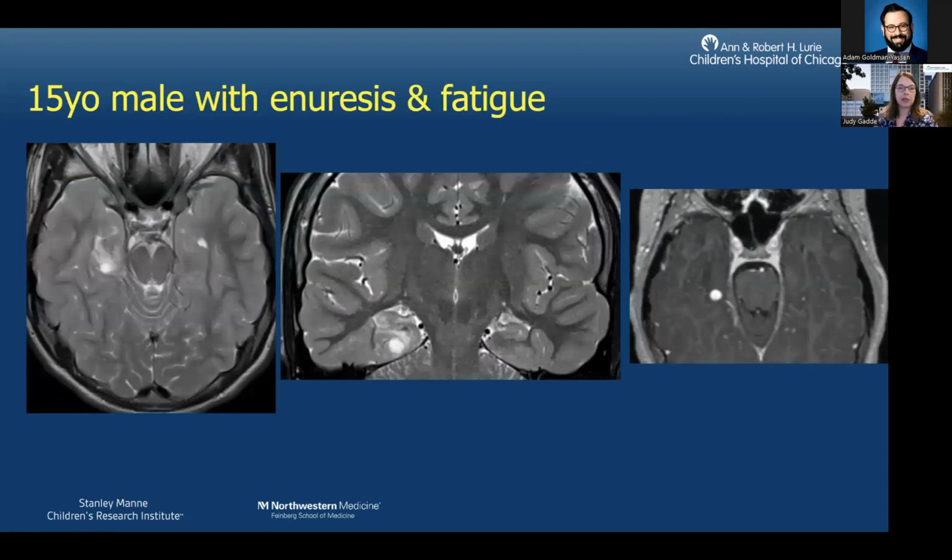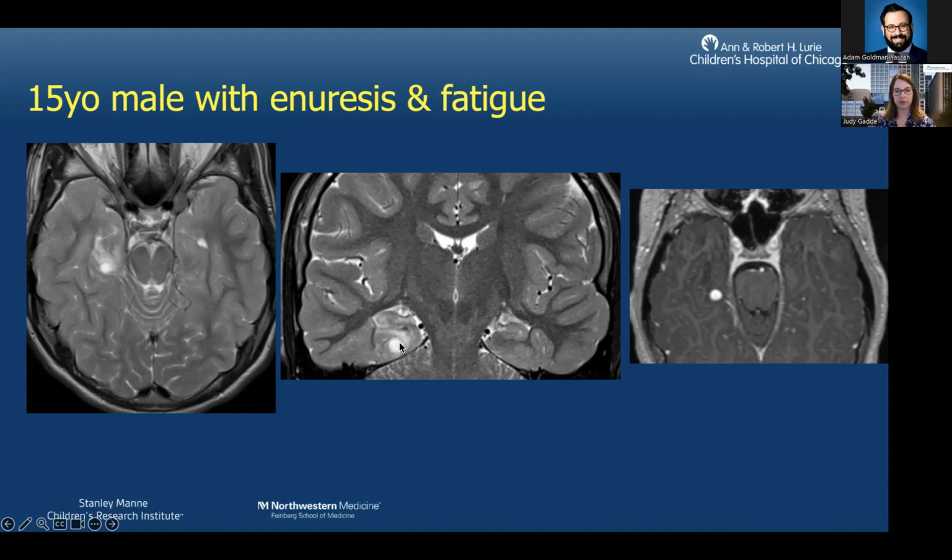So here, this was a case of a 15-year-old male who actually presented with enuresis and fatigue, which I found interesting. And we can see this focal area, very small, T2 hyperintense. And then there's some surrounding T2 hyperintensity anteriorly. Same thing here on the coronal T2.